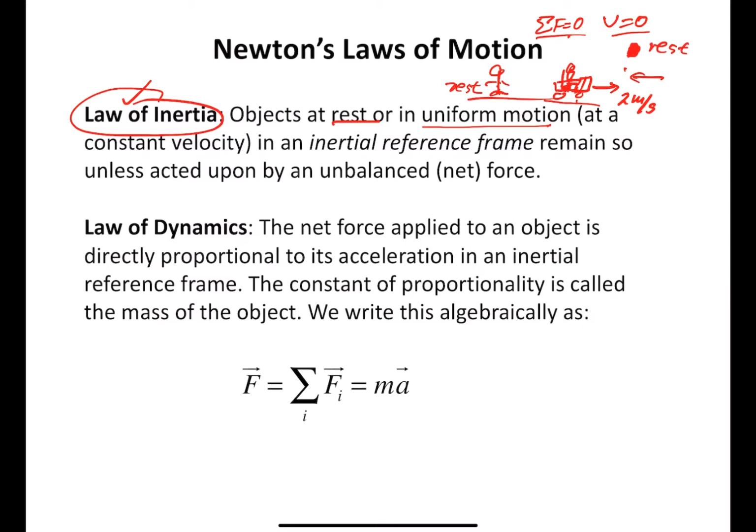So the key point is not the motion, not whether it's at rest or moving at a constant velocity. It's whether you agree or not. So yes, you agree, your friend agrees. And if you think about it, you have another friend moving in this direction at 2 meters per second. He also agrees.